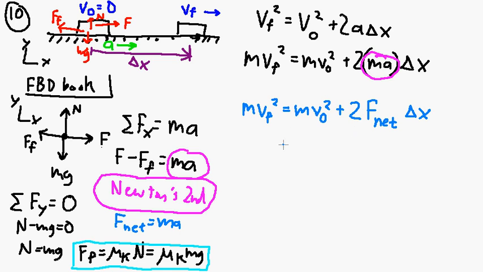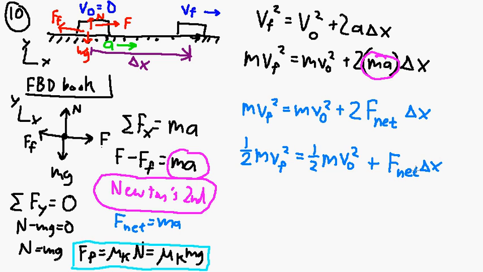This, where you are right now, kind of feels like something I pulled out of thin air. And in a sense it is. I just sort of know the answer here, and I know that if you multiply everything by 1/2, then it cancels this 2. So we get the 1/2s here, but then we cancel this 2, plus F net times delta x.